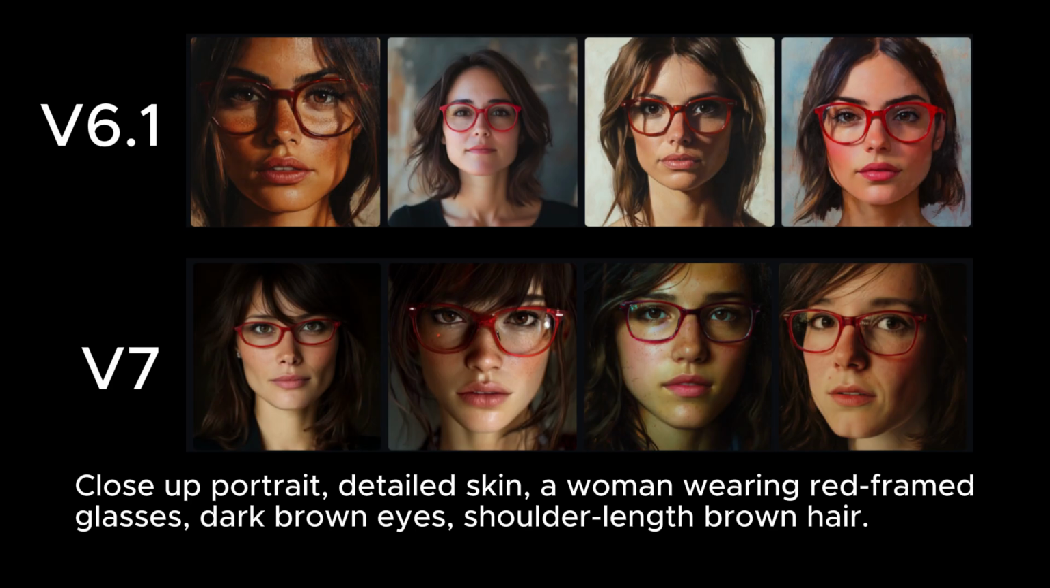In this example, most of V6's results look like painterly renderings or digital oil paintings, with the exception of the second image, which appears more realistic. The women's skin tends to be overly smooth with a stylized or subtly airbrushed appearance. In contrast, V7 delivers much more photorealistic results, resembling professional headshots. Lighting, skin texture, and facial detail show more realism.